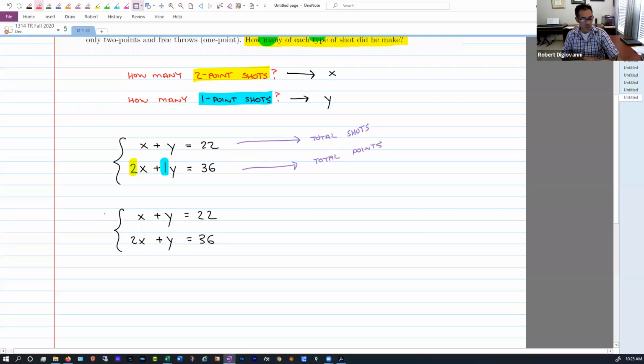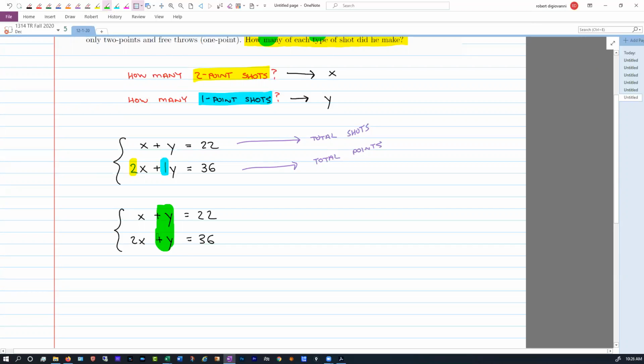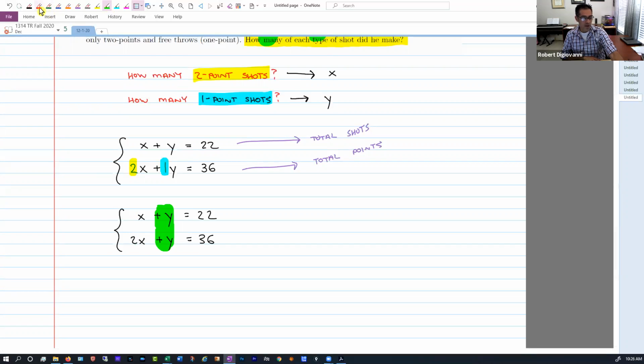Okay, so you're going to go after the y's. You're going to try and make the y's cancel. That's fine. If somebody wanted to make the x cancel, they'd have to probably multiply by -2, but you're going to go with -1. Okay, send the -1 through and rewrite your new system.